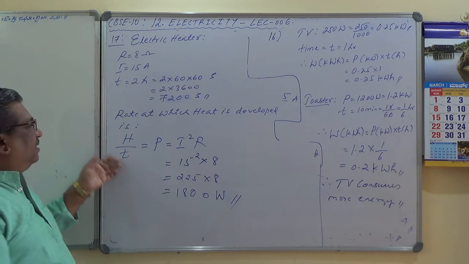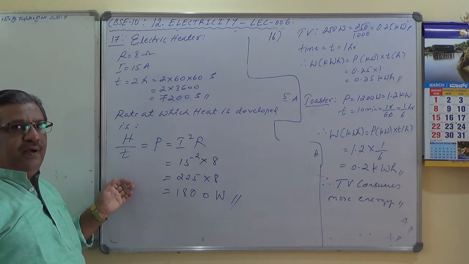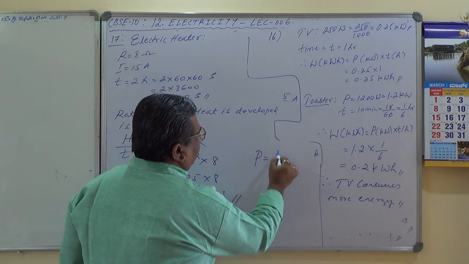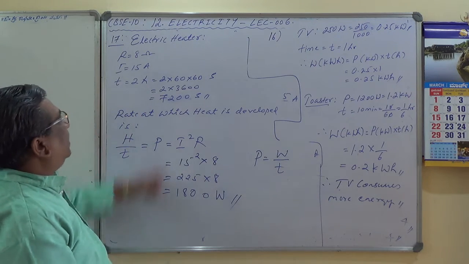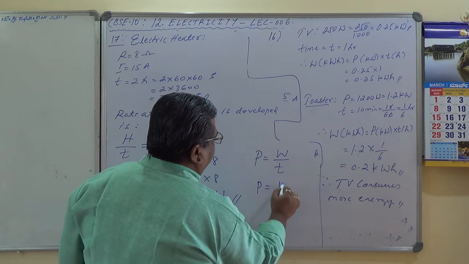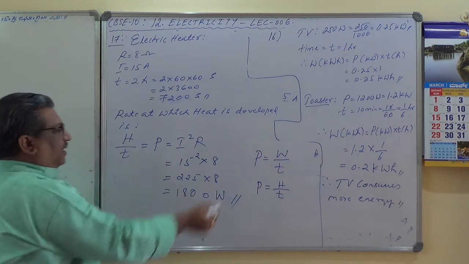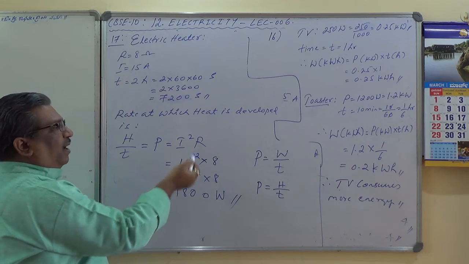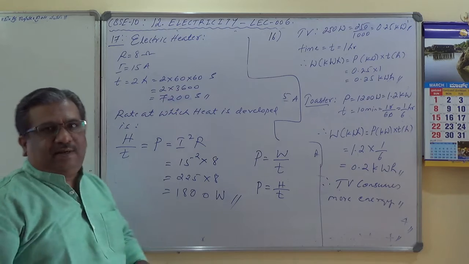Because it is the rate at which heat is developed, which is nothing but heat energy divided by time. And you know already the expression for power. Power is equal to W divided by T. In a purely resistive circuit such as electric heaters, this W is replaced by H, and therefore power equals H by T. Heat energy divided by time is nothing but the power. The formula is V into I. I have converted it into I square R because I is given, R is given, and that is the reason, isn't it?